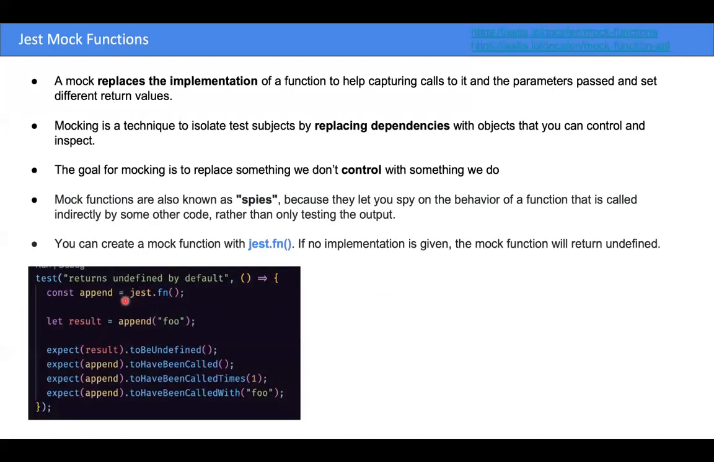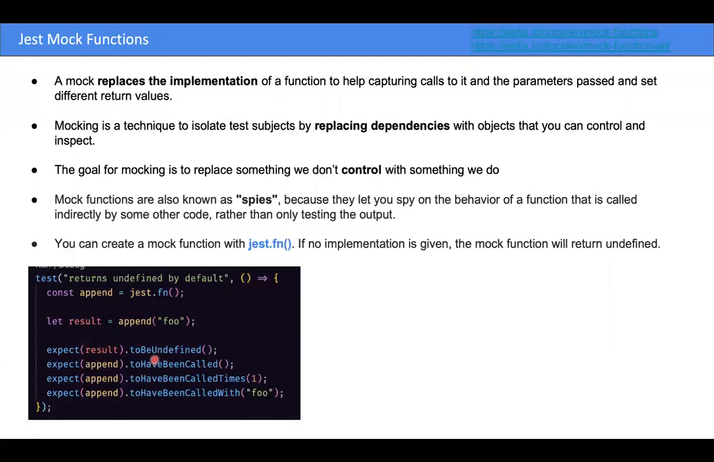So when you call jest.fn, this will return undefined because there's no implementation given. So here you have the function append in your code that you want to test, but you don't really want to call the original function because maybe it does some expensive computation that you don't want in your test because it will slow your test down. So you mock it with jest.fn, and you call it with some argument here, and then you can make assertions on it.